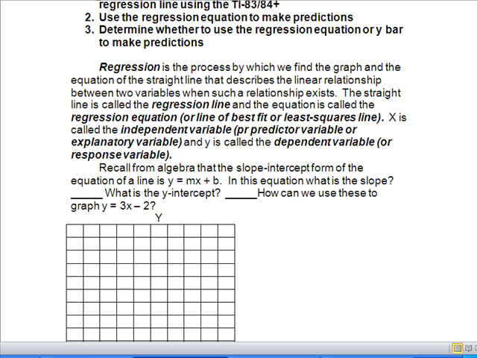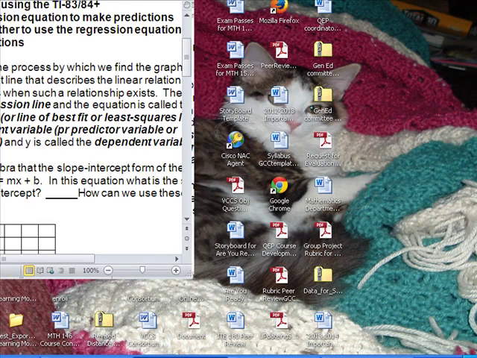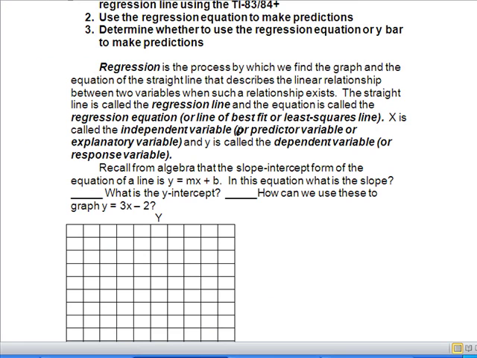X is the independent variable or the predictor variable, and that should be an OR there. It's also called the explanatory variable. And Y is called the dependent variable or response variable.